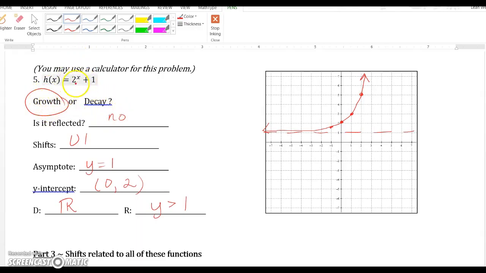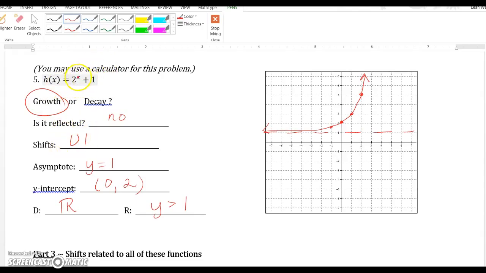It is growth. When you look at the number that is being raised to the exponent of x, if that number is 1 or greater, then you want to say that it is growth. If that number is between 0 and 1, like for instance if this were 1/3, then that would be decay. So you're actually looking at the number that is being raised to the exponent of x in order to decide growth or decay. So this one's definitely growth.